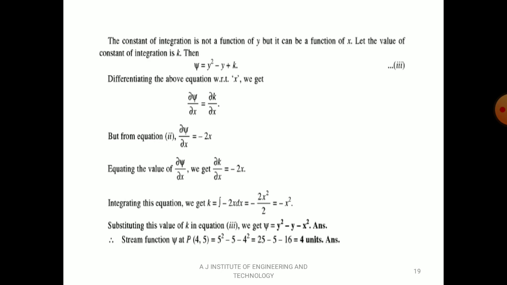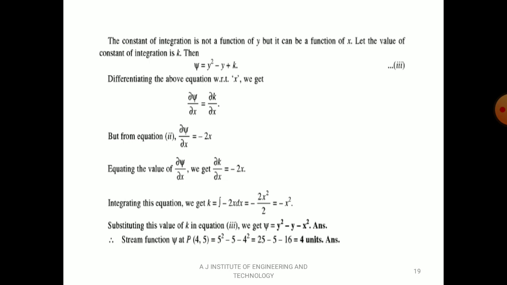Now we have to find the value of k. How to find it? Now there is a differentiation, and you have to cancel that differentiation. That can be cancelled by integrating. So ∂k equals minus 2x ∂x. Now integrating the above expression, the integration of ∂k is k, which equals the integration of minus 2x dx.